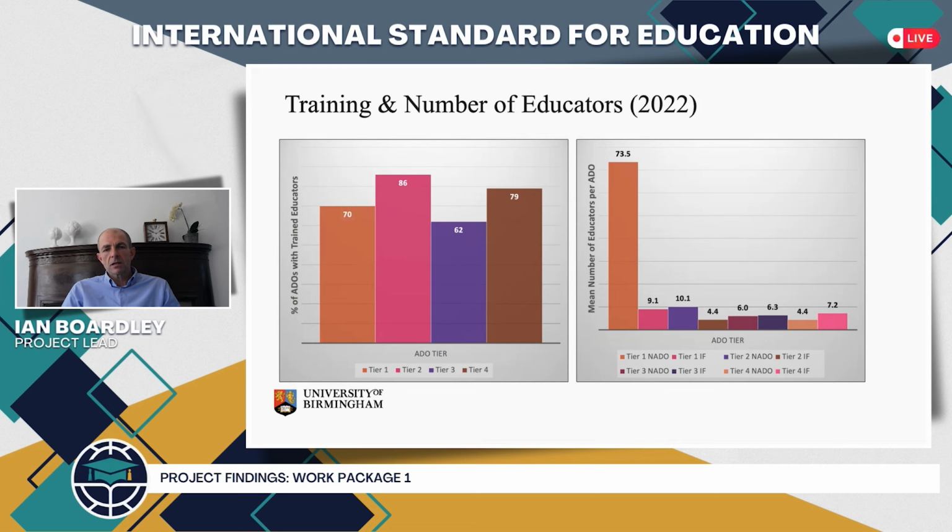Now, that's not to say that the training that's been in place to date would be fully compliant with what's required for 2027, but at least it's good experience with training and accrediting educators that can then be drawn upon and used going forward. So again, this is quite striking in terms of the number of educators that lie with Tier 1 NADOs, but also it's consistent with what we're seeing in terms of the volume of education and where that lies.